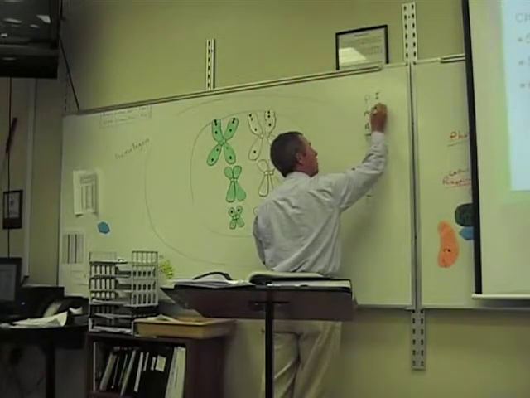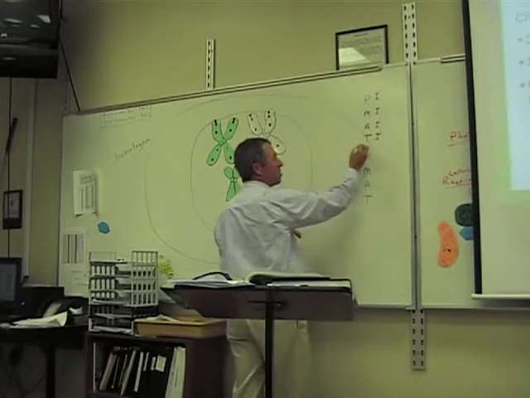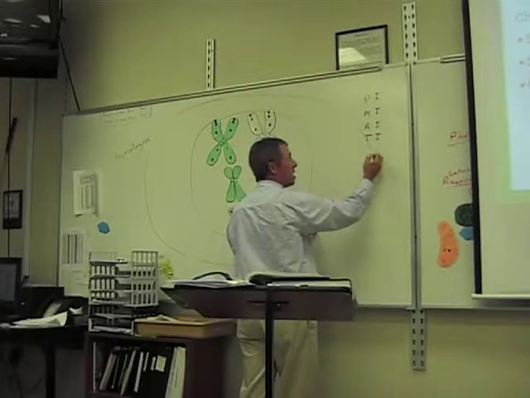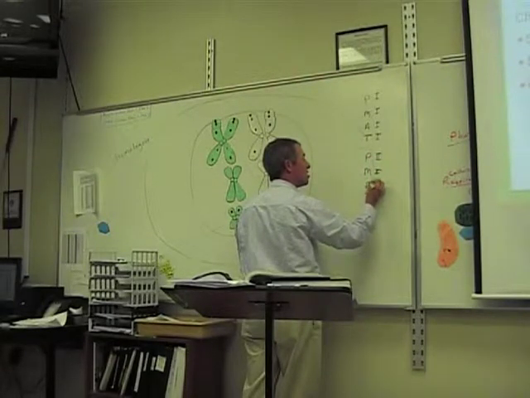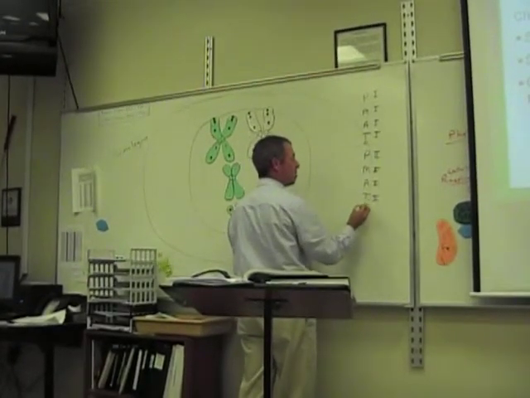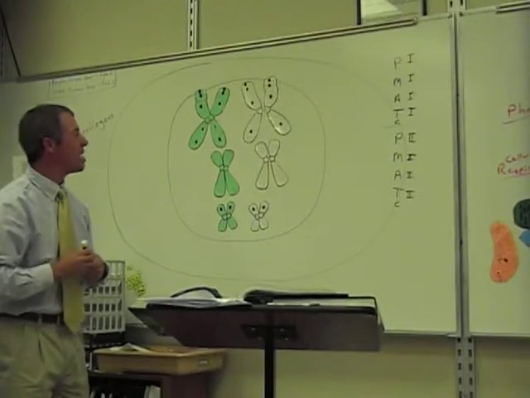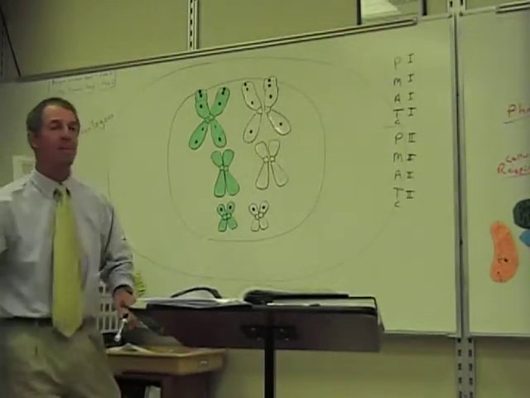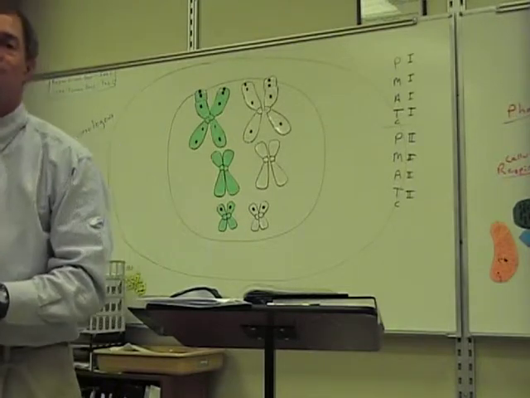Prophase 1, metaphase 1, anaphase 1, telophase 1. There's also a little cytokinesis. And then prophase 2, metaphase 2, anaphase 2, telophase 2, and cytokinesis also. I guess we can put the C in there. And you'll see we'll divide this single cell up into 4 cells, each having half the number of chromosomes.